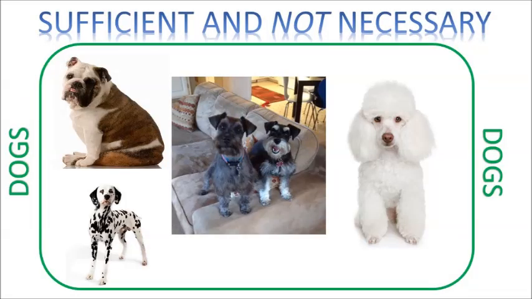What about conditions that are sufficient but not necessary? Well, being a schnauzer is a sufficient condition for being a dog, but it's not a necessary condition for being a dog. There are other ways of being a dog. Dalmatians are also dogs, but they're not schnauzers. So being a schnauzer is enough, but it's not necessary, it's not required.